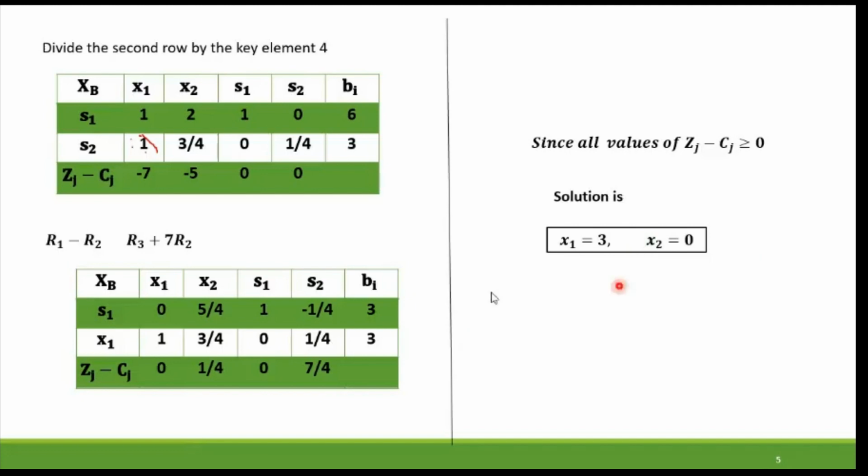Okay, corresponding to this variable, just see the BI column. X1 is equal to 3. X2 is not here, which means that X2 is equal to 0. Substituting everything in the maximize Z function, we will get the answer as 21.